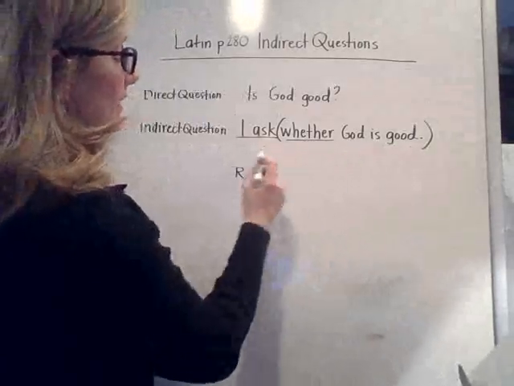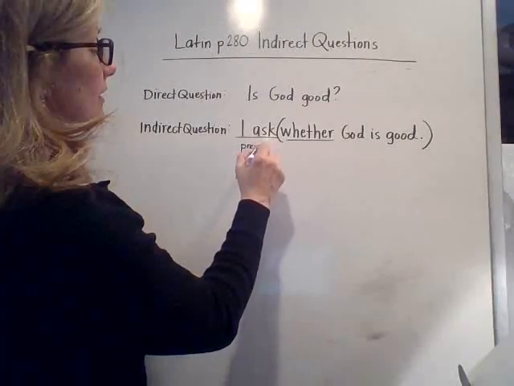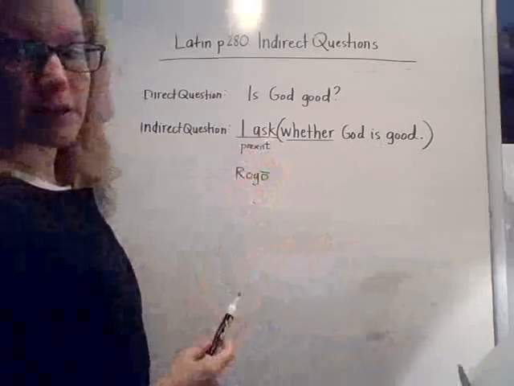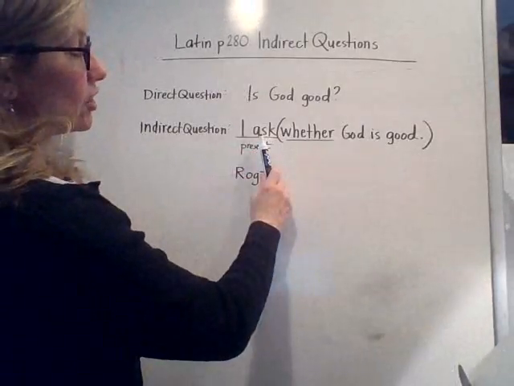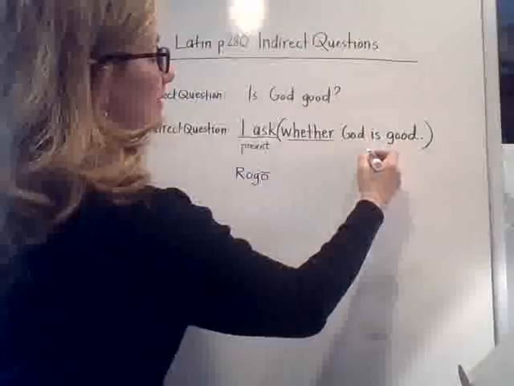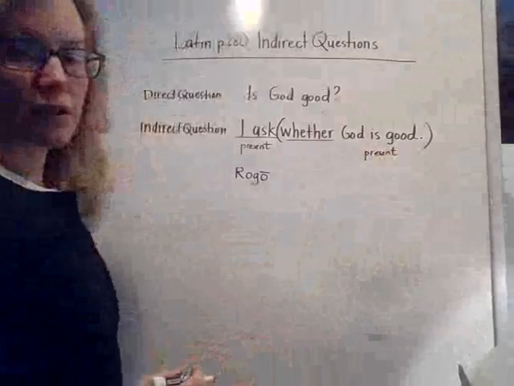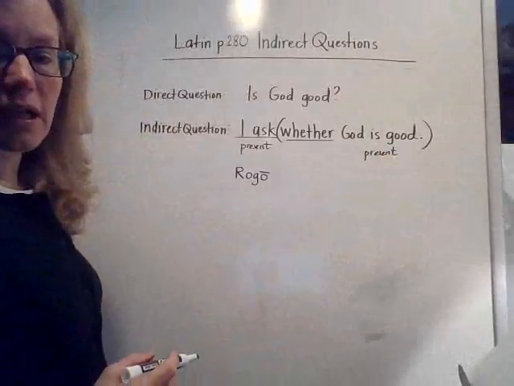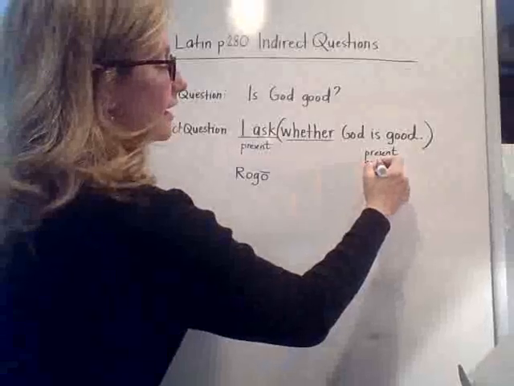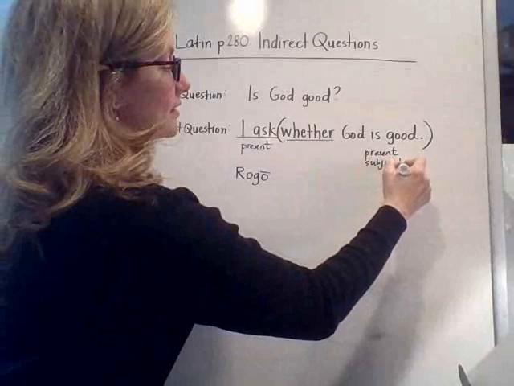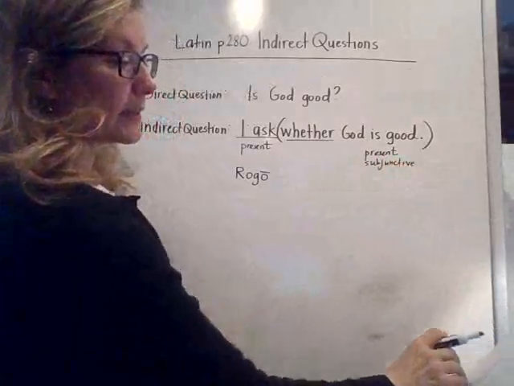So let's go ahead. Since we know I ask is in the present, and that is a primary tense, and because this action is happening at the same time as the action here, we know that this is going to be in the present tense. And just like we've learned in the past for a subordinating clause, the mood is always going to be the subjunctive. So let's make a note of that here. This is going to be subjunctive.